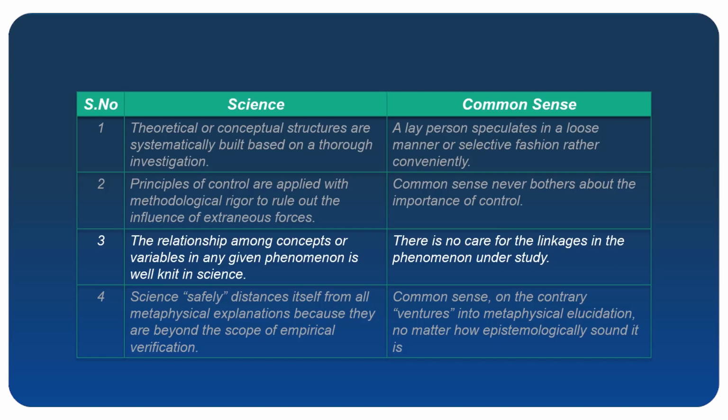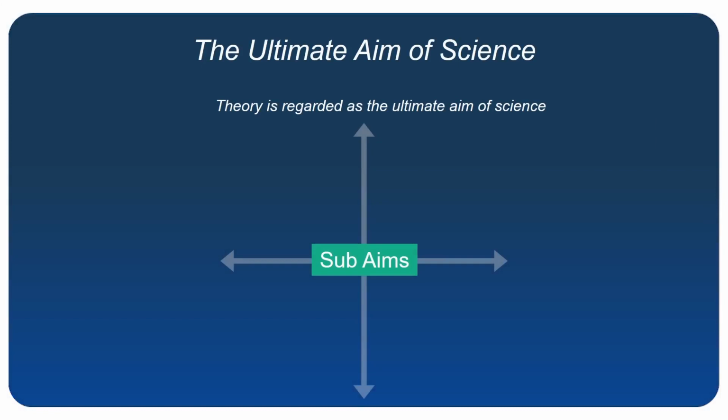Finally, science safely, with inverted commas, distances itself from all metaphysical explanations because they are beyond the scope of empirical verification, whereas common sense very much ventures into metaphysical elucidation, no matter how epistemologically sound it is. These four are the main differences between common sense and science, and let us move on to the ultimate aim of science. The ultimate aim of science is theory building.